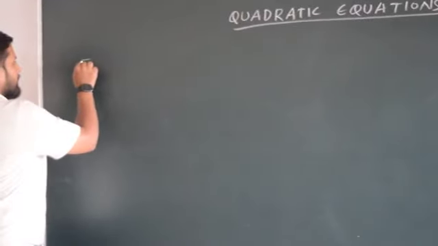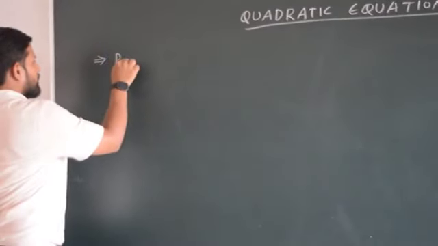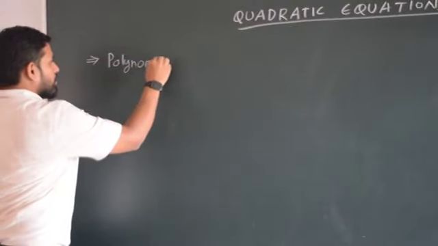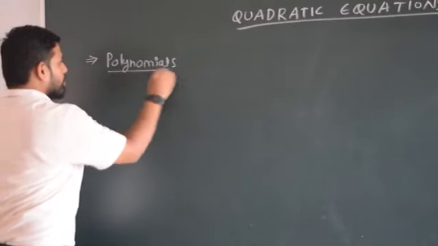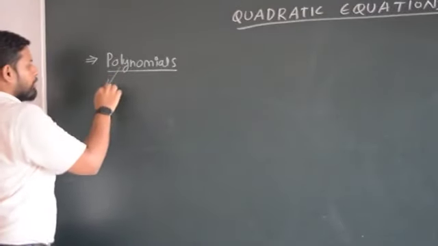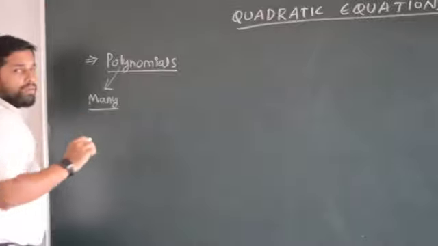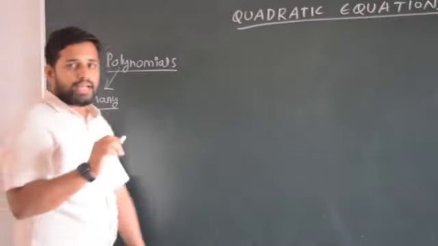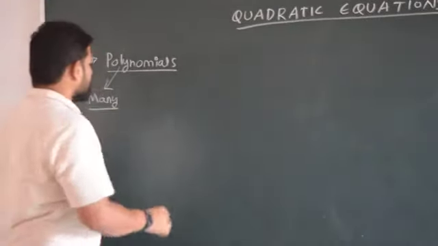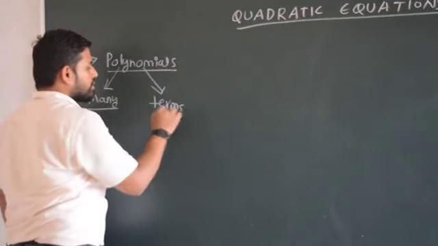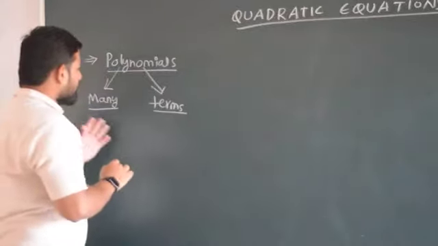Now, in your 9th standard, you heard one term. What is the name of that term? Polynomials. What is the meaning of poly? Poly means many, right? Mono means one, bi means two, tri means three. You know about that. Poly means many, and nomial means terms. Combination of many terms.